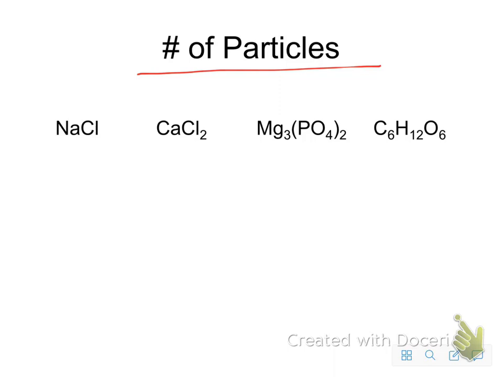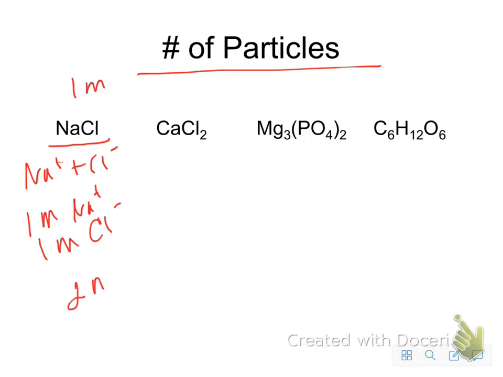So if I put sodium chloride in water, it breaks up into Na plus and Cl minus. So if I have 1 molal of that, then I have 1 molal of Na plus and 1 molal of Cl minus for 2 molals of particles. Same thing happens here. I end up with 1 Ca2 plus and 2 Cl minuses. So for 1 molal of this, I get 3 molals of particles. Here I get 3 plus 2, or 5 molals of ions.